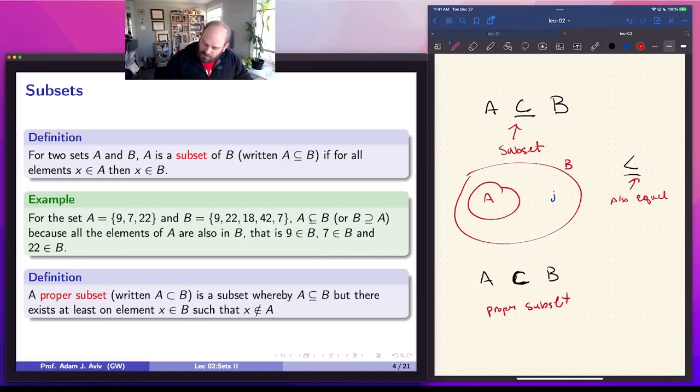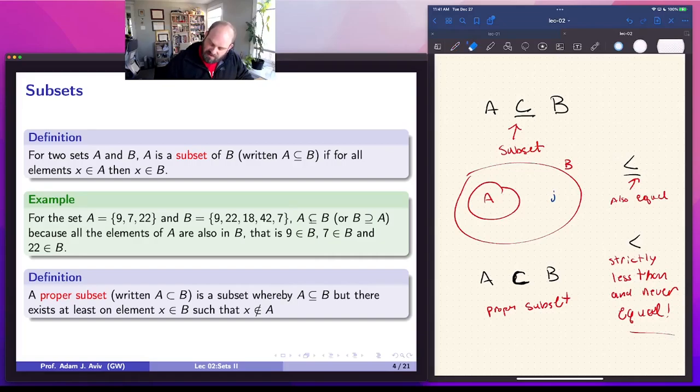But when you do it without the alligator, maybe I don't know if you guys learned it as an alligator, but I certainly did in school. Without that symbol, it cannot be equal. It's strictly less than, and never equal. It's an important equivalency here that you have to keep in mind. So it kind of means the same thing here.